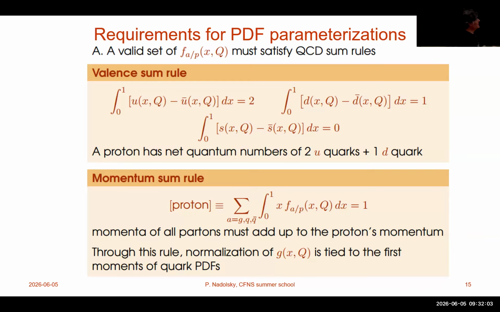Then there is another sum rule, called the momentum sum rule, which tells you that if you multiply all PDFs by the momentum fraction, sum over flavors, and integrate the momentum fraction from 0 to 1, you get the total momentum fraction of the proton, which is equal to 1. So that's the momentum sum rule that constrains the gluon PDF if we know the quark PDFs quite well.